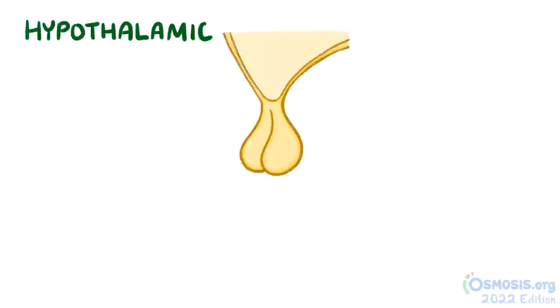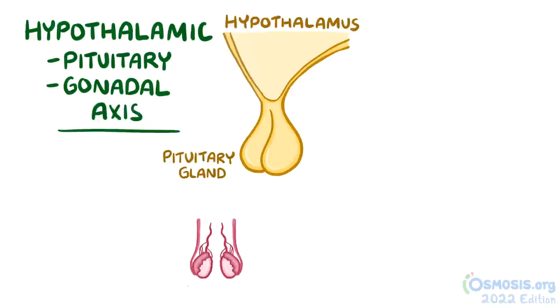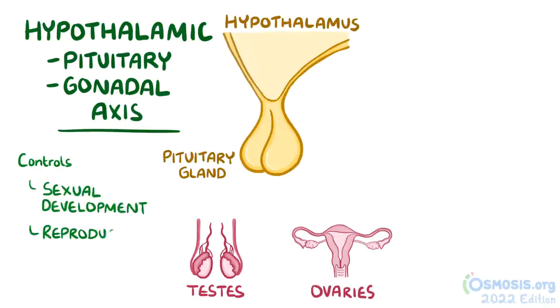The hypothalamic pituitary gonadal axis is a system of hormonal signaling between the hypothalamus, pituitary gland, and gonads. The gonads are either the testes or the ovaries, and this will control sexual development and reproduction.